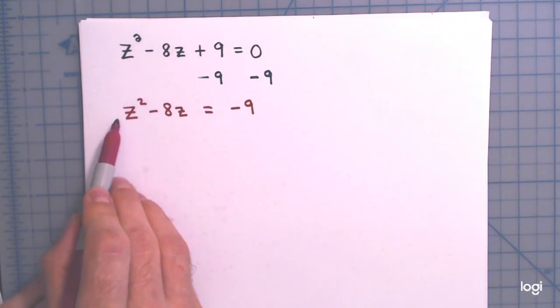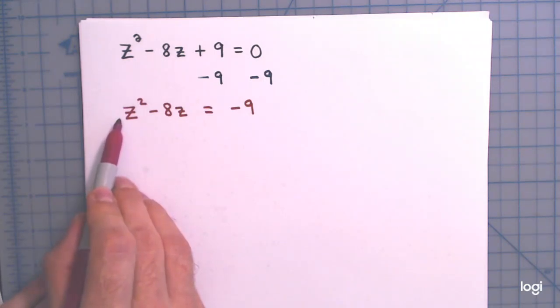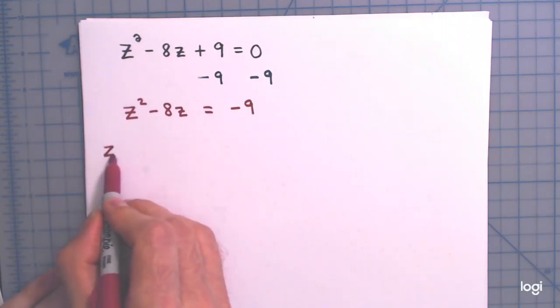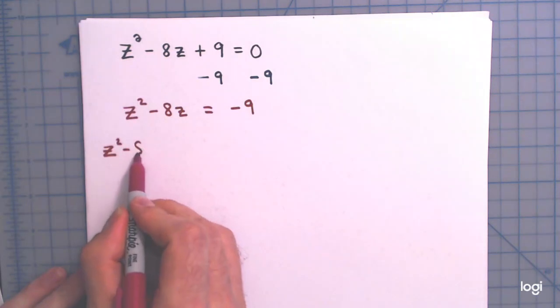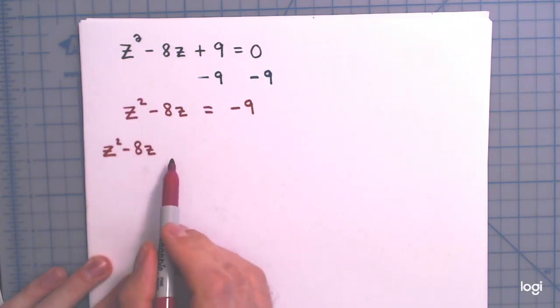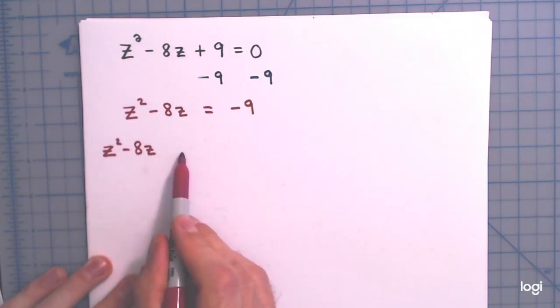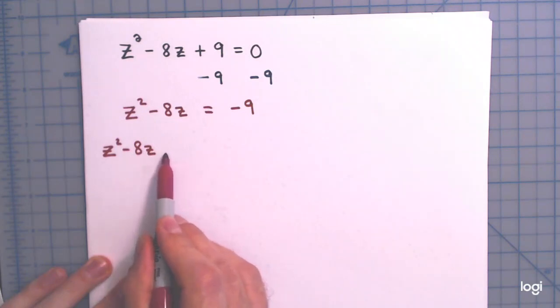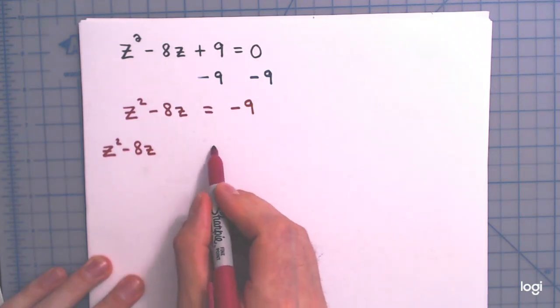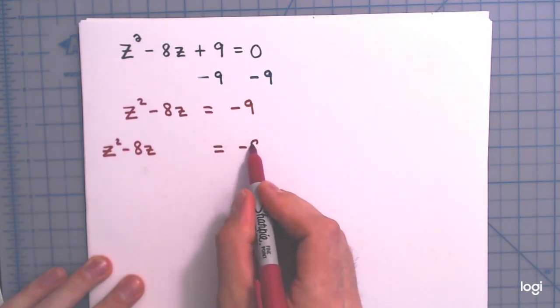Notice that the coefficient of the z squared is 1, so I can complete the square. So now comes that part. We have z squared minus 8z on the left. I'm going to leave a little space for the other term we're going to add when we complete the square. Equals, and then negative 9 on the right.